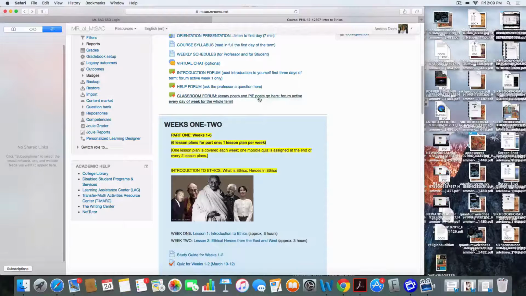The pie posts are also due each week, and a pie post stands for participation, interaction, and effort. And what the pie post is all about is developing, instead of you answering a question, a kind of classroom environment. So this is an example of pie posts, and there's lots of ways to gain credit here.